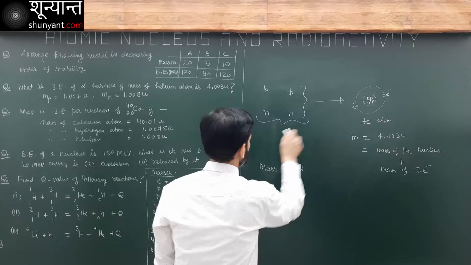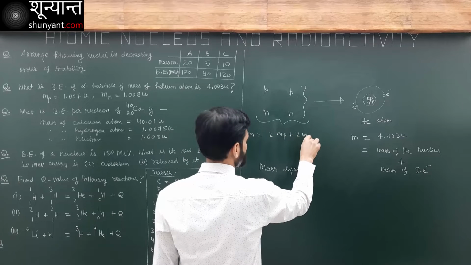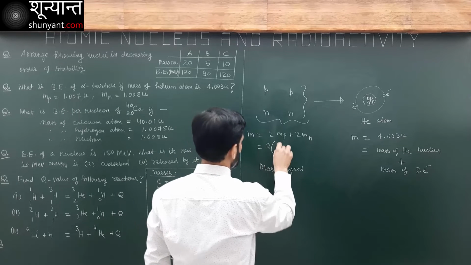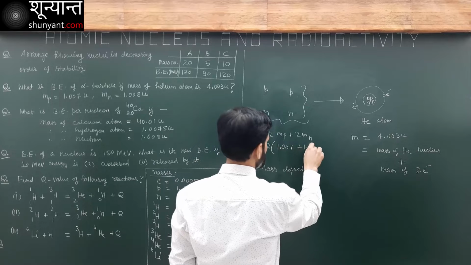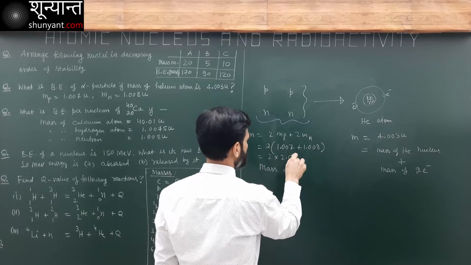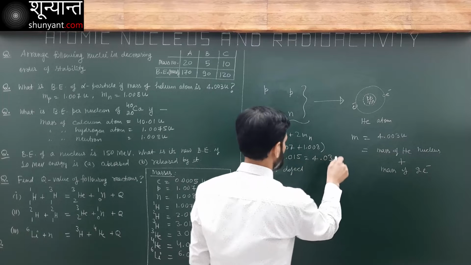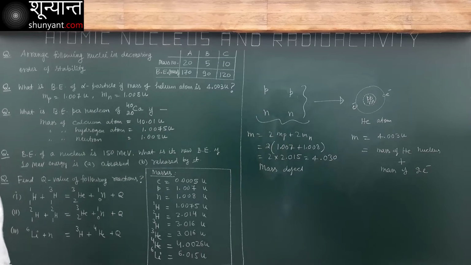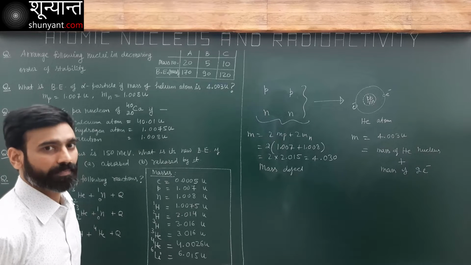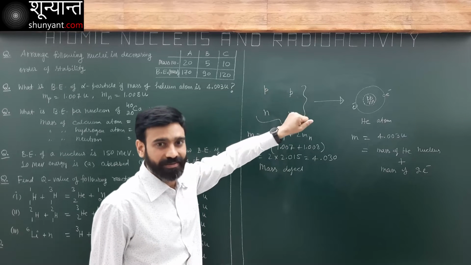Okay, what is mass here? Mass here is equal to 2 times the mass of proton plus 2 times the mass of neutron. It is given here. So 2 times 1.007 plus 1.008. This becomes 2 times 2.015. This becomes 4.030. What is this? This is the mass of these four constituents.